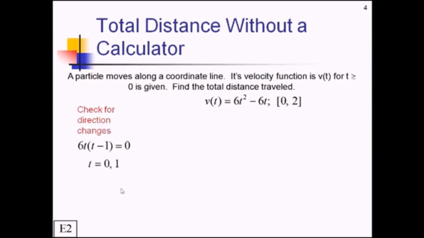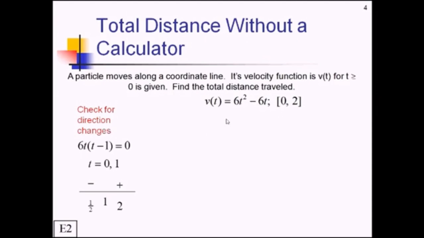Let's do a little sign analysis to see what the signs are for our velocity. So 0 we don't have to worry about because we're asking about time greater than or equal to 0. So really it's just 1 we have to check. If we plug in something to the left of 1, like 1/2, that would be a positive times a negative, so negative overall. If we plug in something bigger, like 2, that would be a positive and a positive, so positive overall. So we do have a direction change for our particle because our velocity has different signs at different points along this interval.